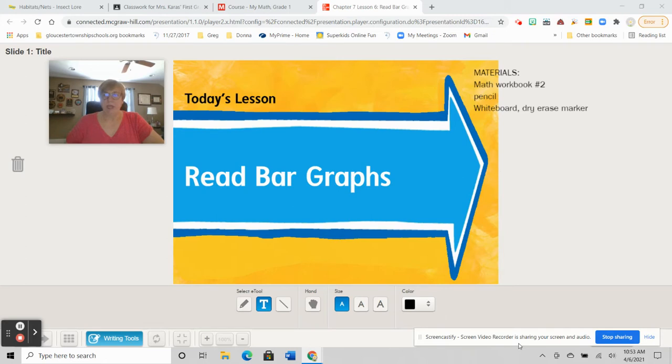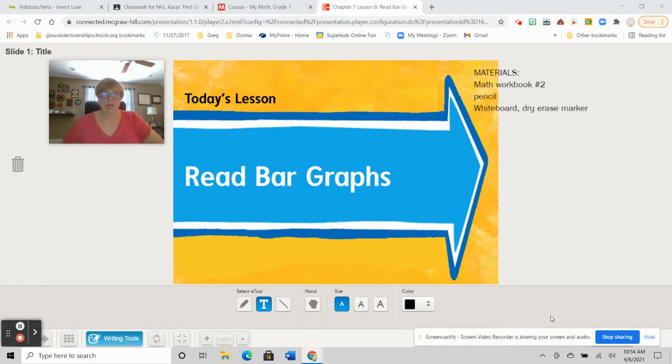Before we begin, I'd like you to check for the following math materials. You will need your math workbook number 2, a pencil, and for some of the warm-up math activities, you're going to need a whiteboard and a dry erase marker. So if you would like to go and get those materials now, if you don't have them with you, pause and then return.